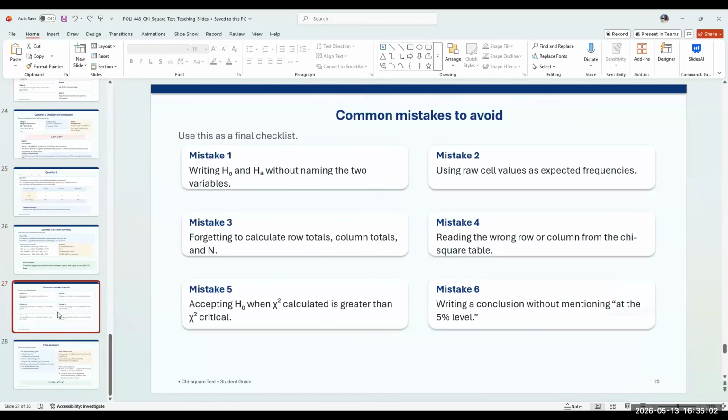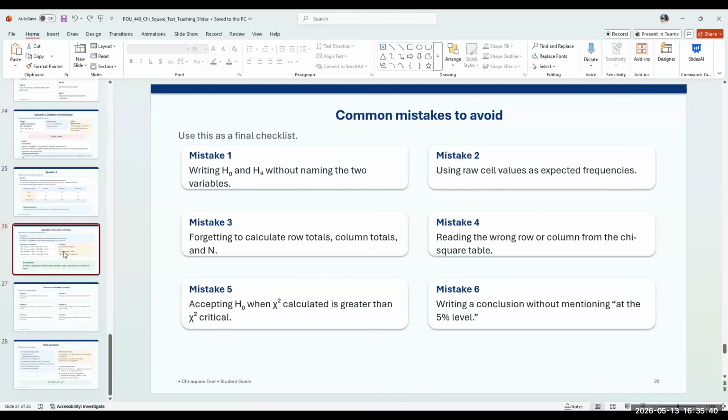Don't commit forgetting to calculate your row total and column total and N. Don't forget to do the step 3. Then reading the wrong row or the wrong column for the chi-square table can also affect you. So when on the table, try and identify and read the correct row. Step 5, accepting H0 when chi-square calculated is greater than chi-square table. So the decision rule, take notice of that, the one that Zachariah just mentioned and spoke about. And then making a conclusion without mentioning the 5% level. If you are concluding, make sure you mention at the 5% level.